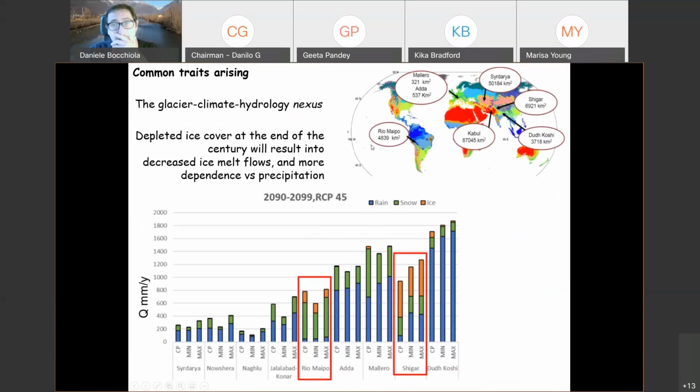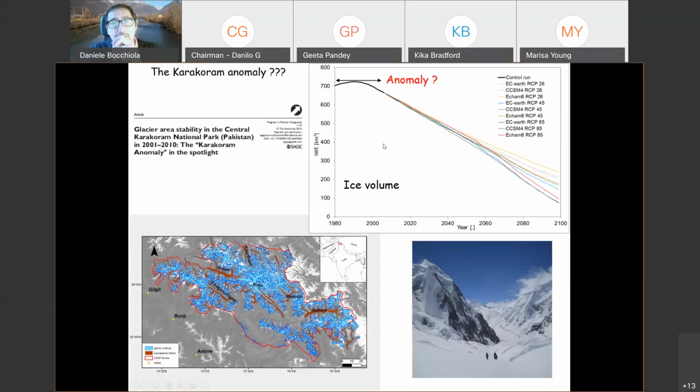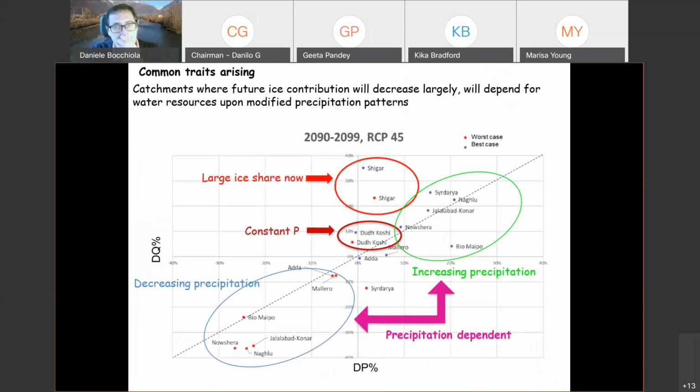So, well, here, namely, we have an anomaly, but in reality, we expect that in the future, this anomaly will be offset by the increasing temperature. I want to show this.